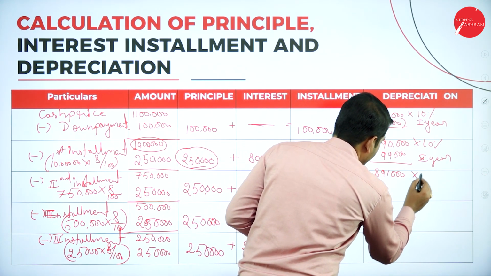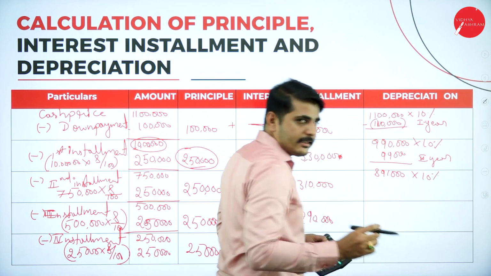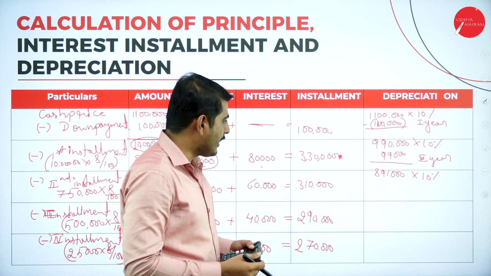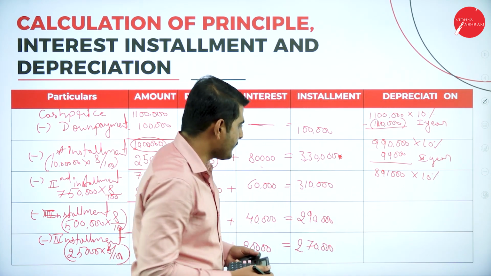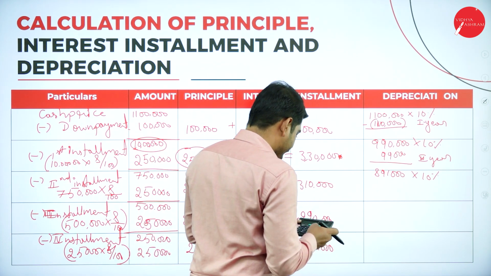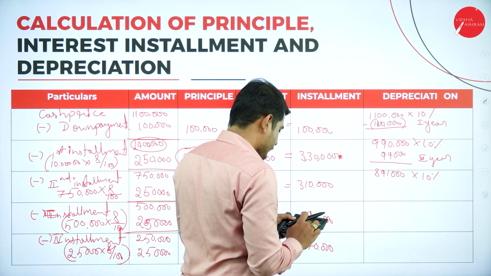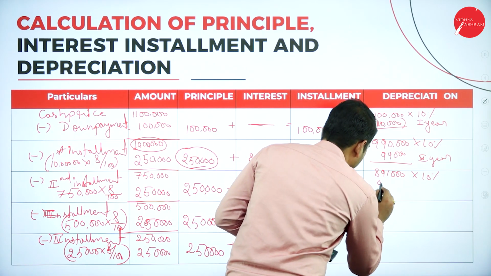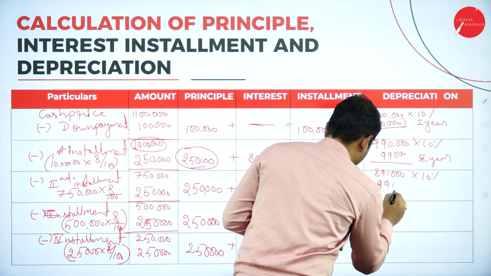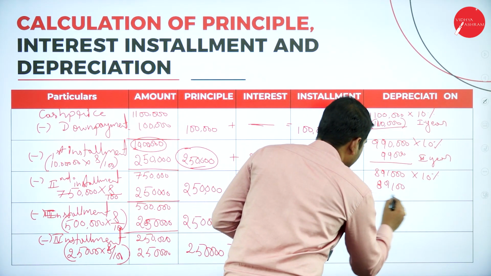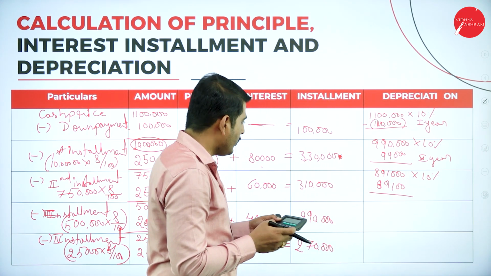Again on this, 10% for 4 years, as asked for 4 years. Now we have to calculate the depreciation for 4 years. So it will become 89,100. Again deduct 89,100.